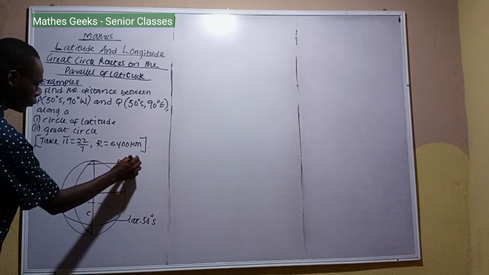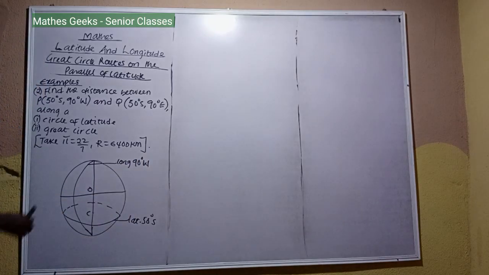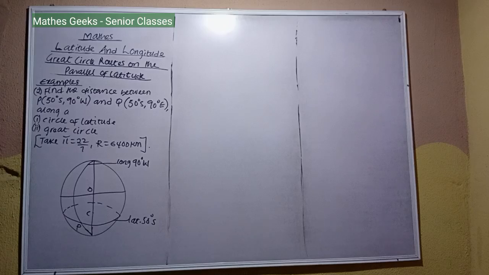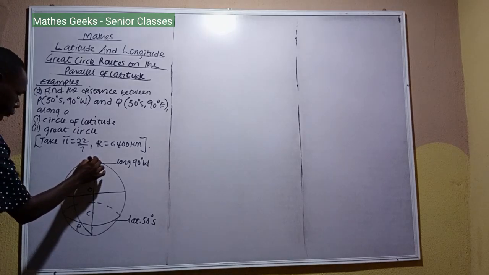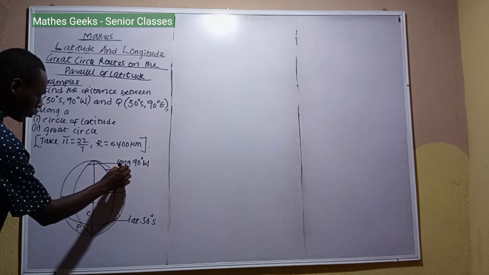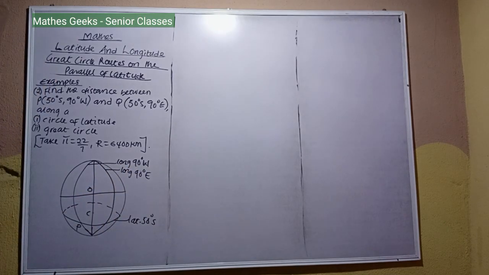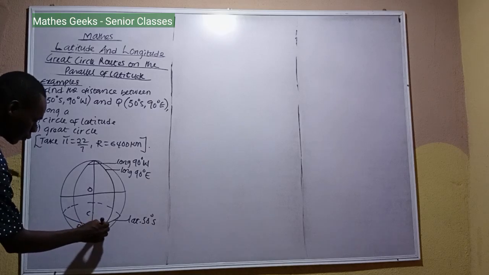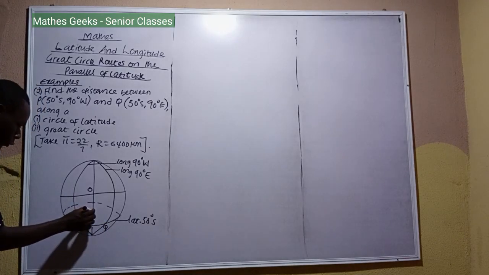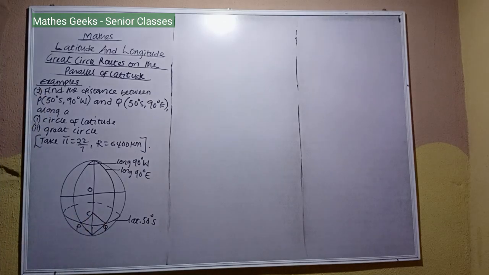Longitude 90 degrees west. So this is point P. And point Q is at longitude 90 degrees east. So where is point Q? Alright, so from this, a small circle route.